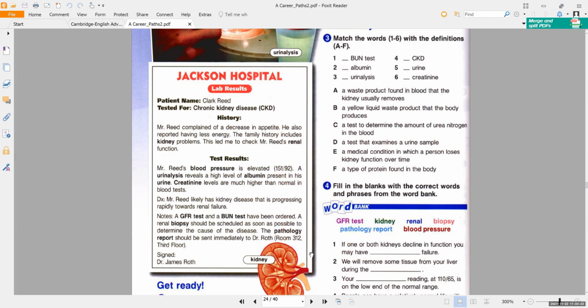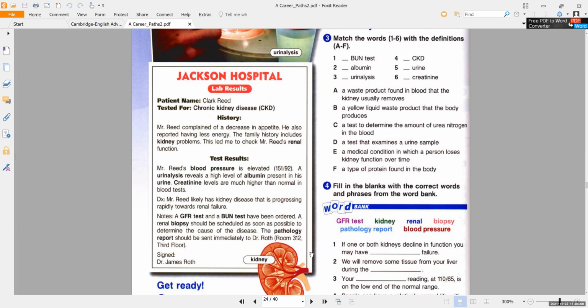Test results. Mr. Reed's blood pressure is elevated, 151/92. A urinalysis reveals a high level of albumin present in his urine. Creatinine levels are much higher than normal in blood tests. DX. Mr. Reed likely has kidney disease that is progressing rapidly towards renal failure. Notes. A GFR test and a BUN test have been ordered. A renal biopsy should be scheduled as soon as possible to determine the cause of the disease. The pathology report should be sent immediately to Dr. Roth, room 312, third floor.